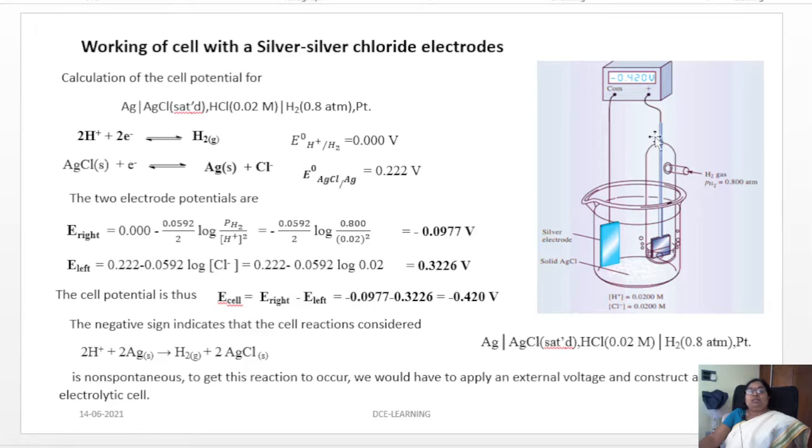So for the reaction to occur, that is, for chemical energy to be converted into electrical energy, you are going to apply an external voltage and construct an electrolytic cell. If the cell is to become an electrochemical cell, or a Daniell cell, then you have to construct that one. So you have to apply an external voltage that is greater than the EMF of the cell.